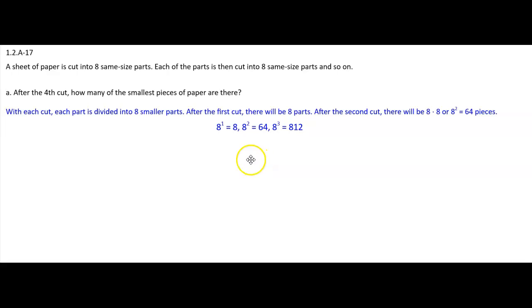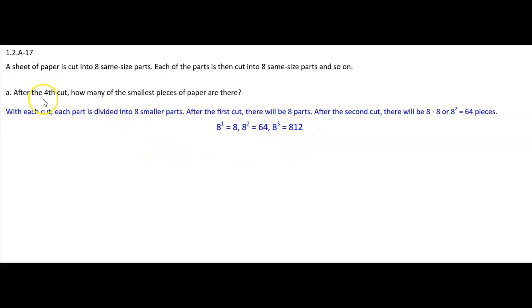So, if we look at the first cut, the exponent represents the cuts. So 8 to the 1 is equal to 8. 8 to the second power, which is the second cut, is equal to 64. 8 to the third power, 8 times 8 times 8, is 512 pieces.